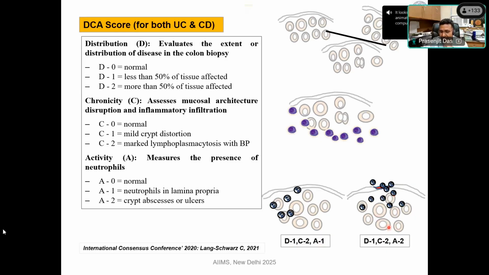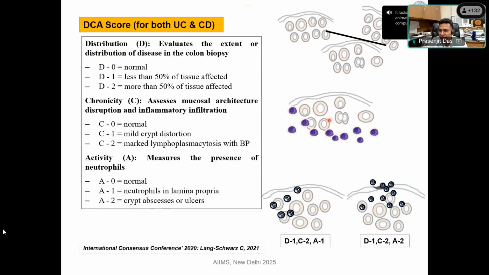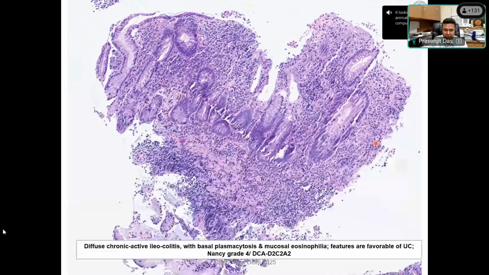On the other hand, if you look at this area, the other findings are the same, D1, C2, but what we are seeing is an ulceration or erosion. So what we'll call it is A2. This is how the DCA scoring is done. In all cases, either UC or Crohn's, you can do the DCA score, or what we actually do: our clinician wants Nancy score or Nancy grading in UC, and we always mention the DCA score in Crohn's disease. Please remember that.